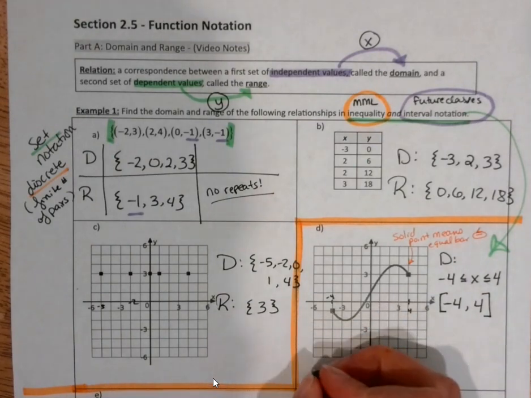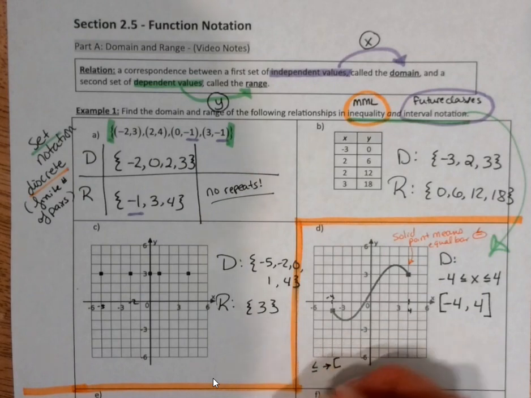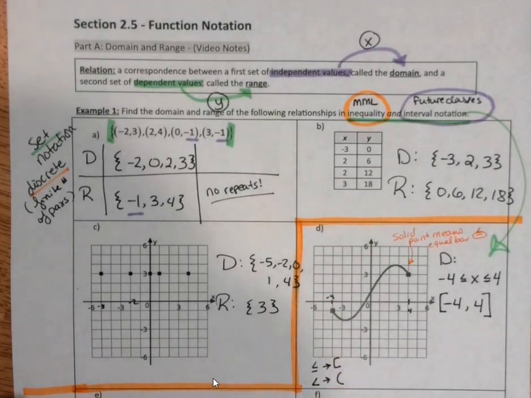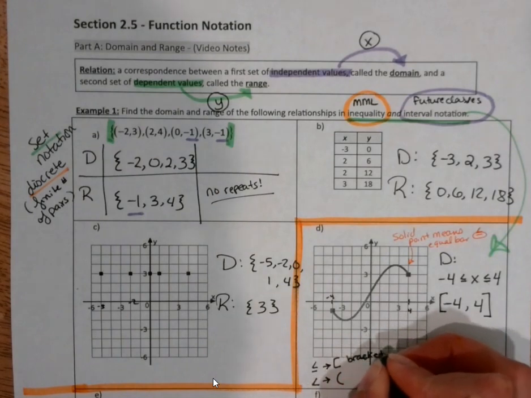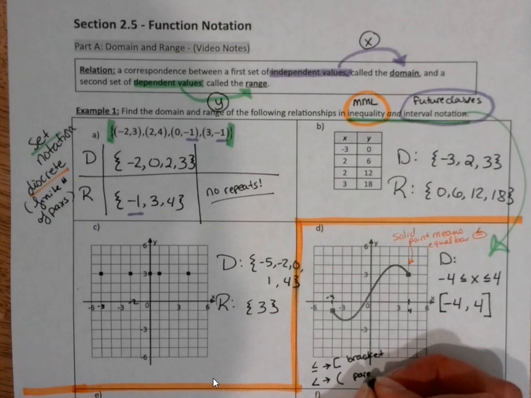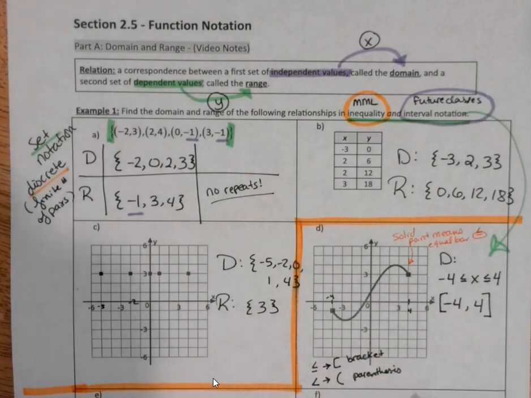So I'll make a note: less than or equal to, bracket; less than, parenthesis. Okay, so I'll even write bracket there so we know what I was drawing. That's a bracket versus a parenthesis. Same thing for the graders, of course, but you won't see those in domain and range.